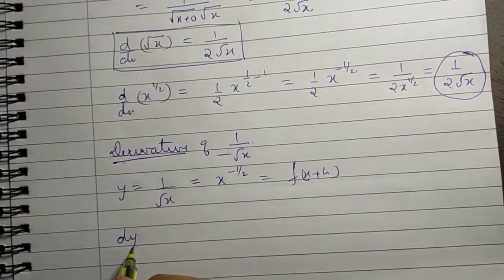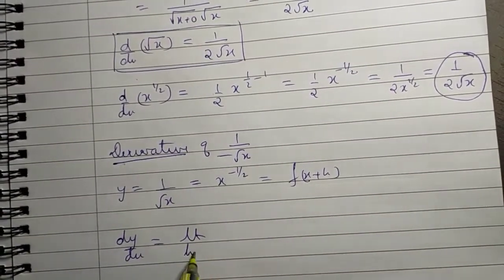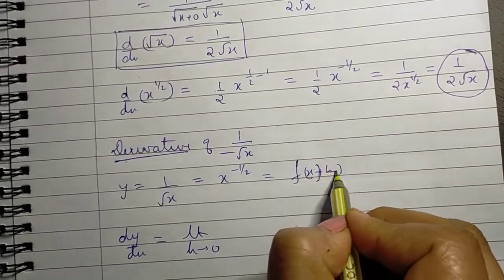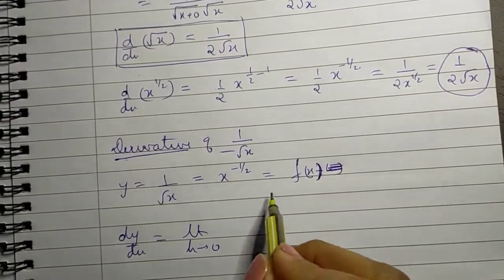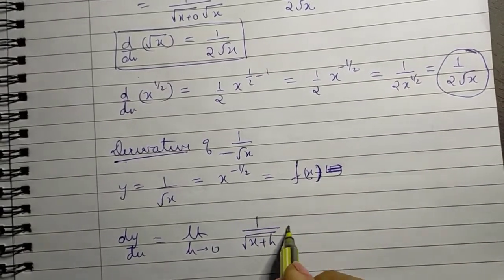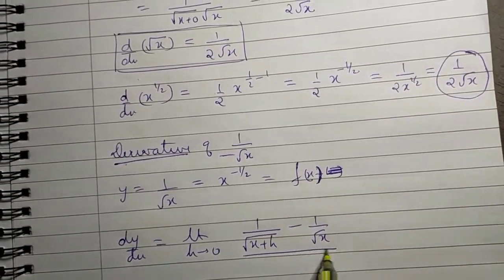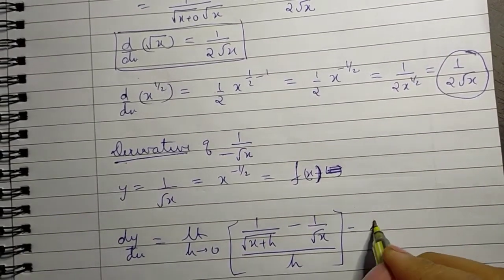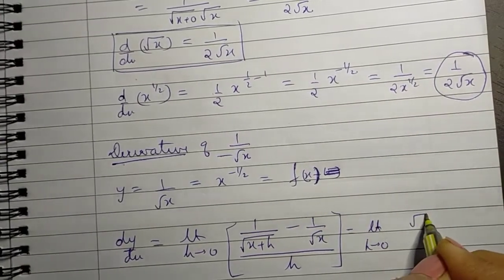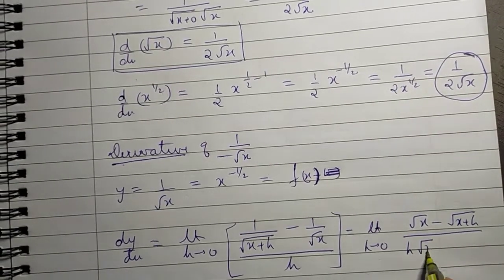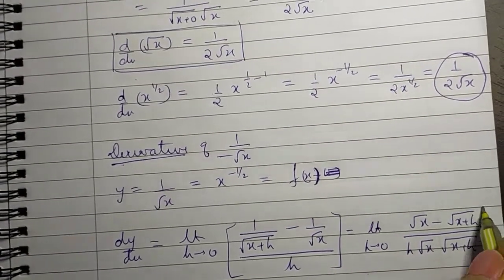So when you find the derivative, dy by dx is equal to limit h tending to 0 of f of x plus h minus f of x over h, which will be equal to 1 upon under root of x plus h minus 1 upon under root of x, whole upon h. Taking the LCM here, we get limit h tending to 0 of root x minus root x plus h upon h times root x plus h times root x. Now we need to simplify it.